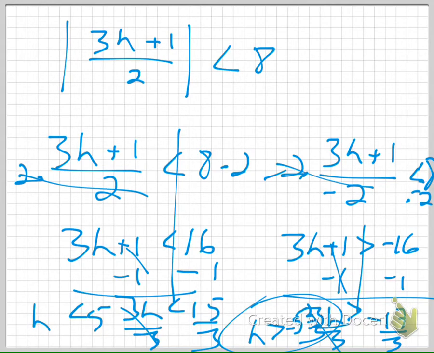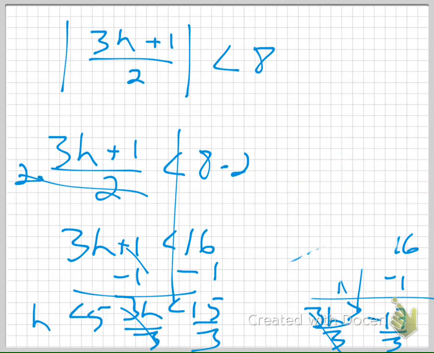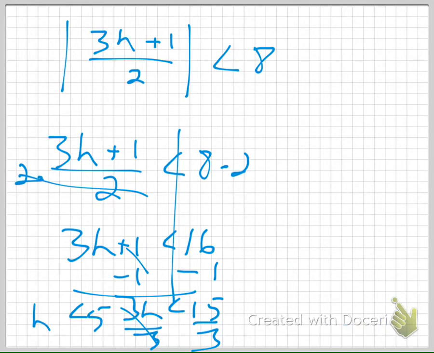5 and -5. I might have done something wrong. Did I do something wrong? I ran out of room. Let me rewrite this. That's a problem that I have, is that I run out of room.